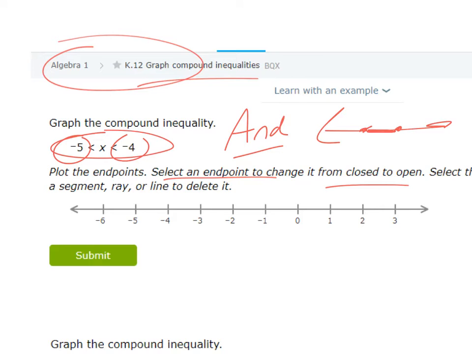So in this case, I see both signs are less thans. They're not less than or equal to. I know I've written over them a little bit, but you can see they're less thans, not less than or equal to. So you're going to have an open circle on -5, an open circle on -4, and you'll shade, making sure the shading goes in between them. And that'll be your AND compound inequality, and you'll hit submit, and you should get that one right.